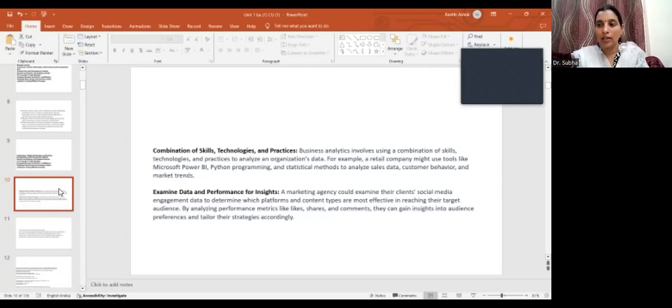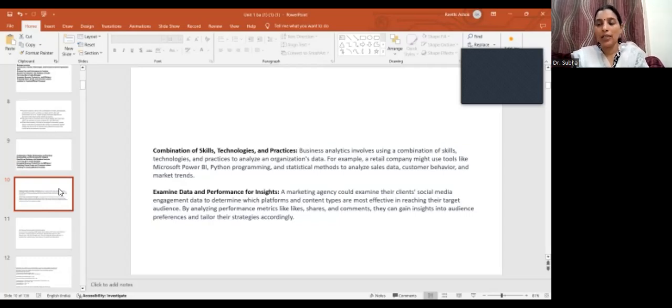That visualization can help you take some business data-driven decisions. Pictorial representation of data can be done with the help of Microsoft Power BI, and you can also apply some statistical methods by making use of Microsoft Power BI. And finally, as a retail organization, you can analyze your sales data, and you can know about your customer behavior. And finally, you can also learn about the market trend.